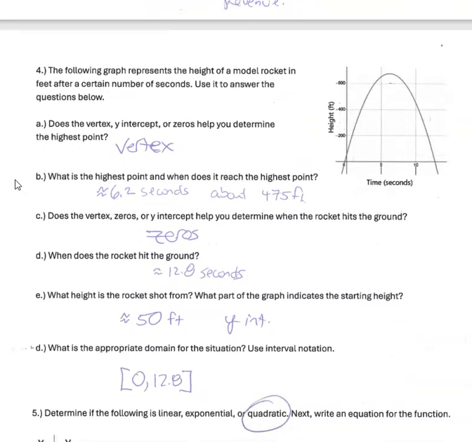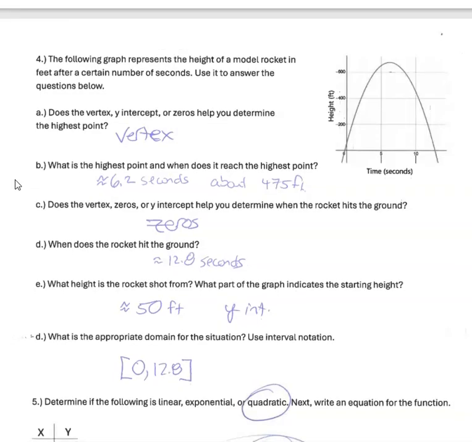Now, in this one right here, I gave you a graph. It says, what does the vertex, y-intercept, or zeros help you determine the highest point? And that's going to be your vertex. What is the highest point, and when does it reach it? It's going to be at 6.2 seconds, and it's 475 feet.